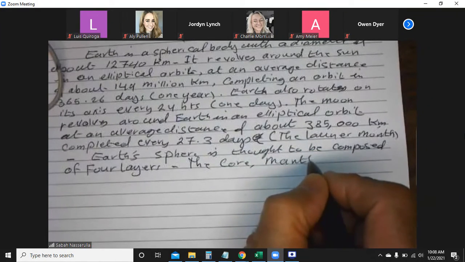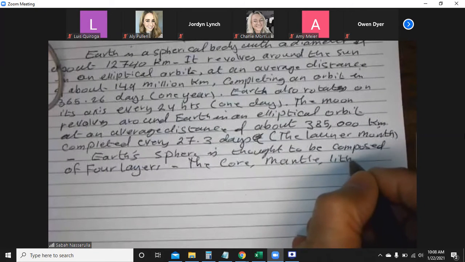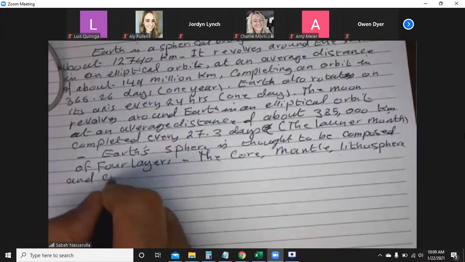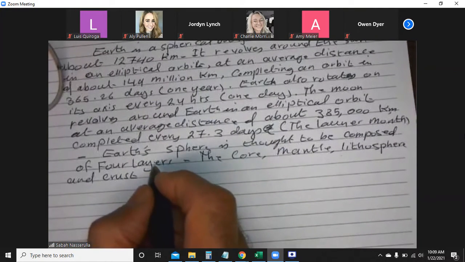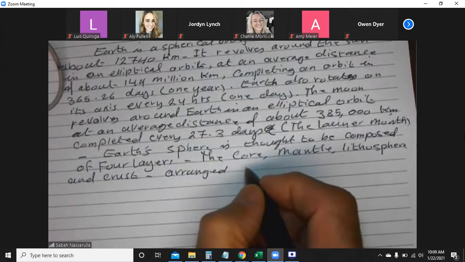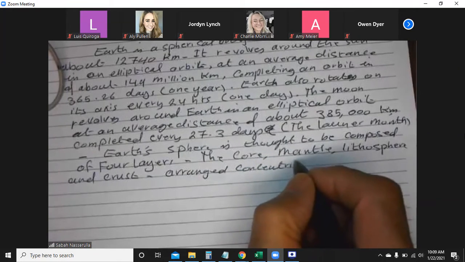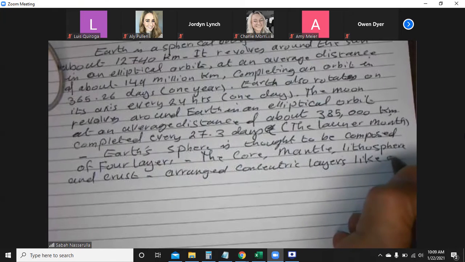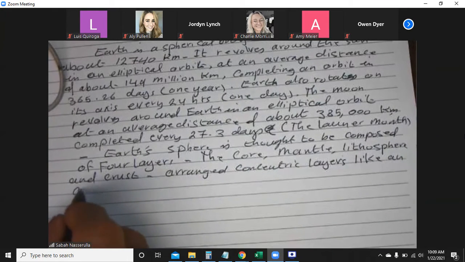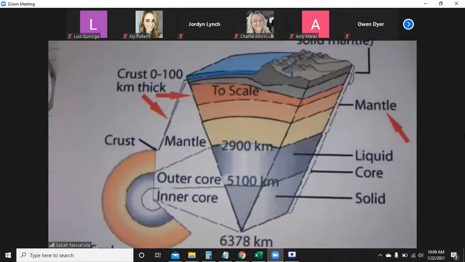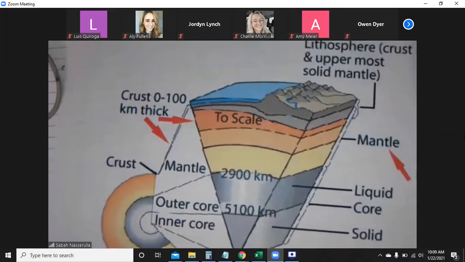mantle, lithosphere, and crust. And basically all this, as you can see, arranged in concentric layers like an onion. So other way also, it's like this one here. We're going to talk about a little bit here. If you can see this one. So basically that is, and we're going to talk a little bit about each one here.